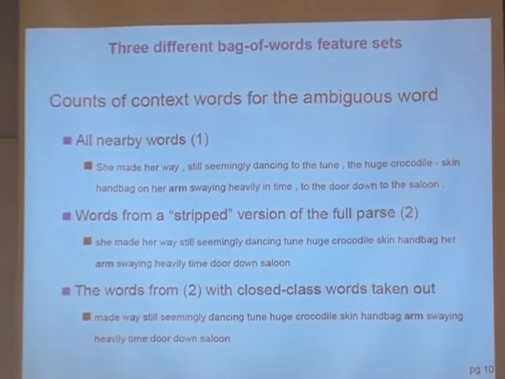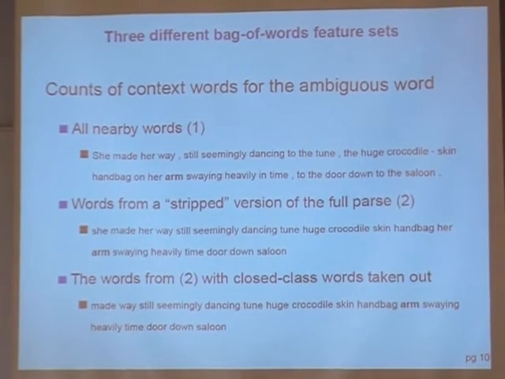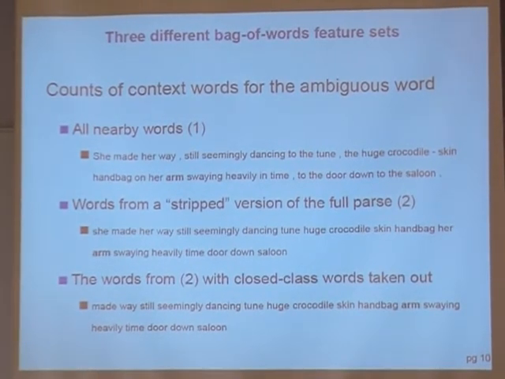So we use context information in our model, and we have 3 different things we tried. These are just bag of words feature sets where we just count the words in the local context. First of all, we try all nearby words, just the sentence or sentences before and or surrounding the ambiguous word. But there's a lot of noise here, things that aren't that useful. So we also look at a stripped version of the full parse, which is basically just taking the full parse and turning it into a sort of more function argument notation, loosely inspired by tetragrammatic form. And then finally, we do another even more simplified one where we take out the closed class words in addition to what we get from the stripped version.